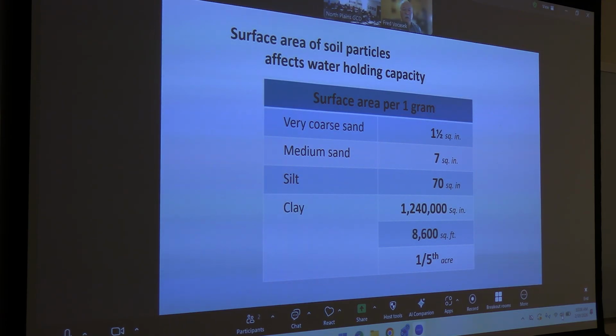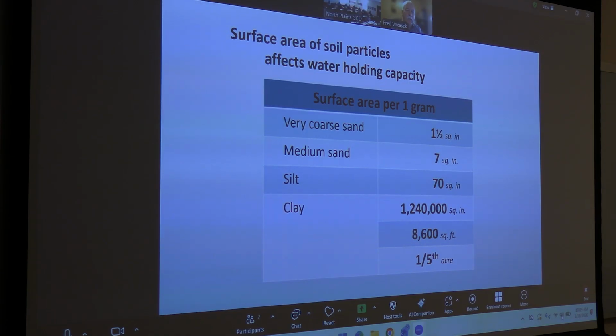If we take 1 gram of soil, which is about a heaping half teaspoon of soil, the surface area of a coarse sand on all those different particles is about 1.5 inches square. And as we go to the finer and finer particles, it gets more and more surface area. And if we had pure clay, we would have nearly 1/5 of an acre in that 1 gram of soil, 1/5 of an acre of surface area.